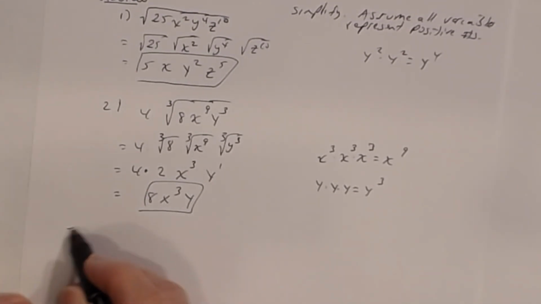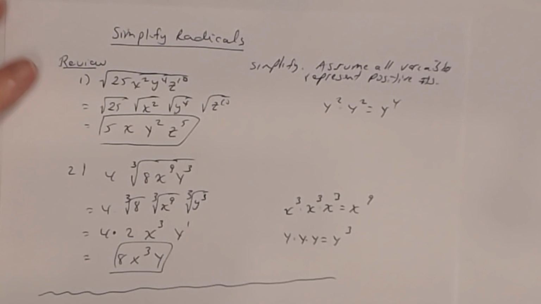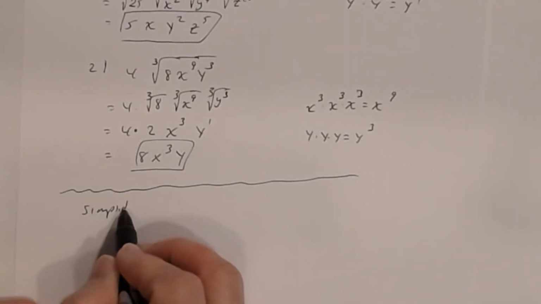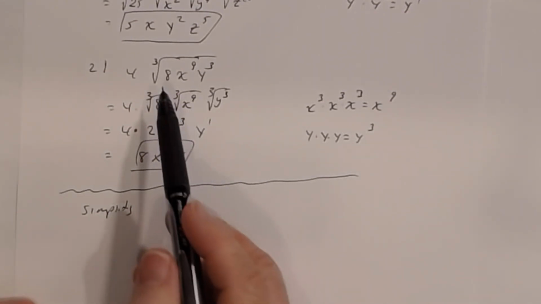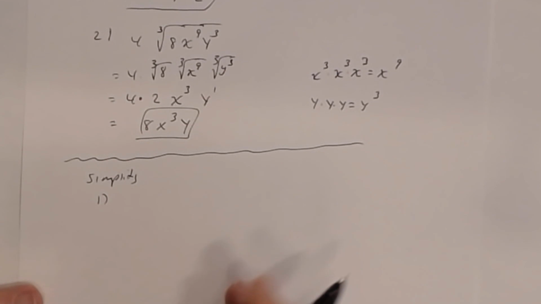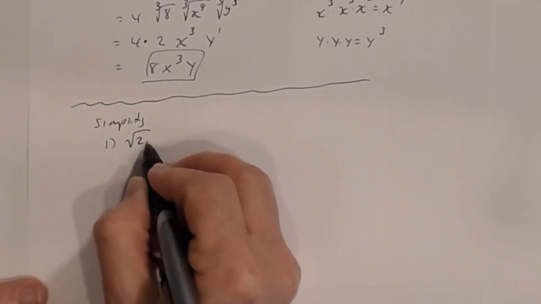Okay, now what we're going to do now is this. We're going to simplify radicals, but this time it won't be as simple as these were. So let's start out with just numbers for right now. So number 1, we have the square root of 20.